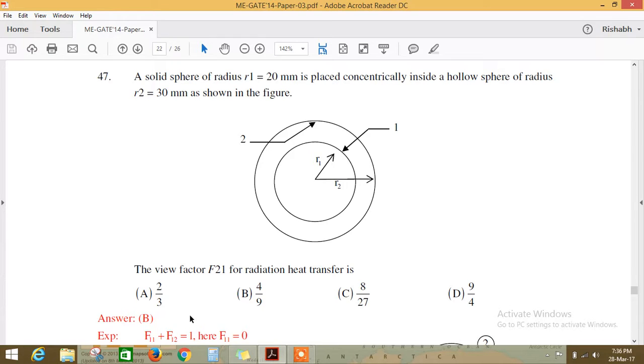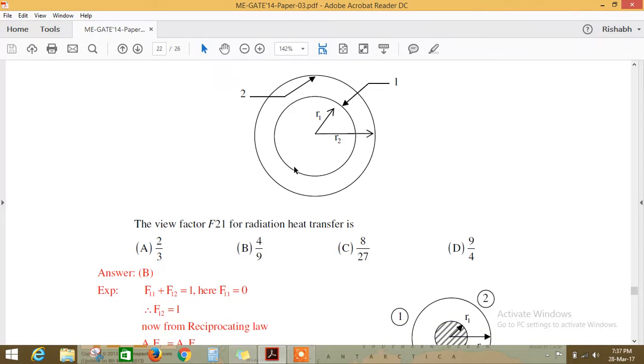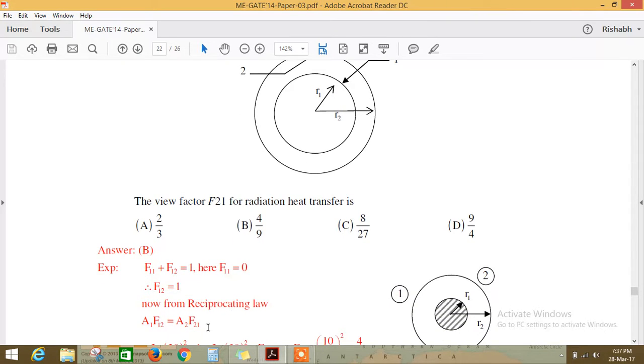Since we know 1 is inside 2, F11 is 0 and F12 is 1. Why? Because all the radiation emitted by the first body will fall on the second body only. So it means F12 is 1. Now we have to find out F21. We know A1 times F12 is equal to A2 times F21, so from here we can easily find F21.